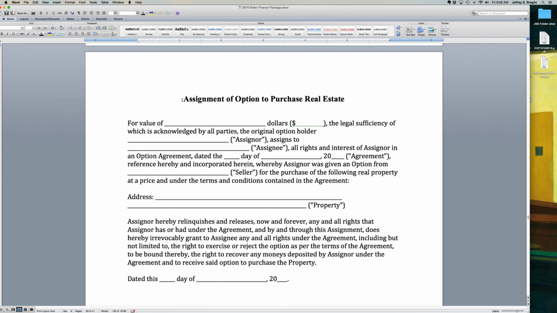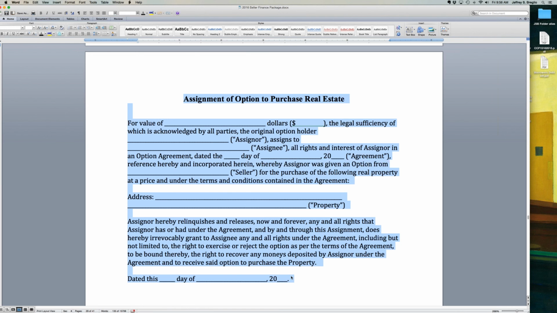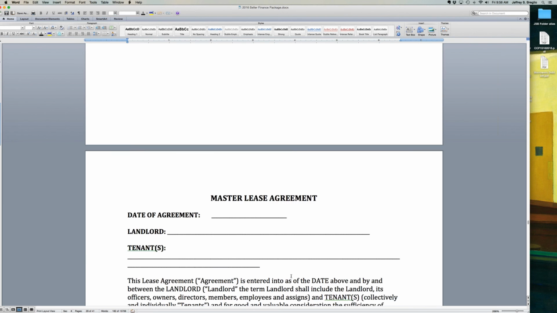Assignment, right? If you have a lease option, maybe you go into a lease option, you're renting it out, and you've got an option to buy in 3 years, and now you want to assign that to somebody else, to another investor. Okay. You can assign the option to somebody else.